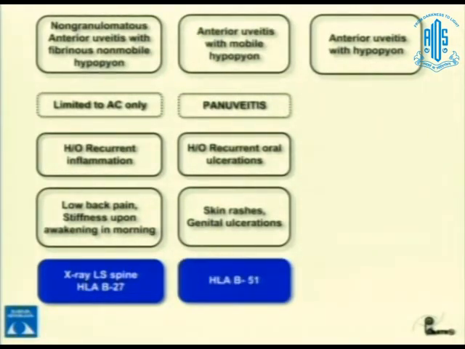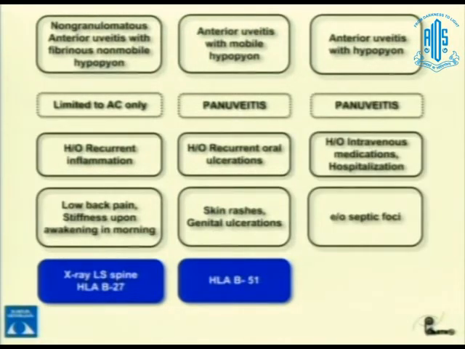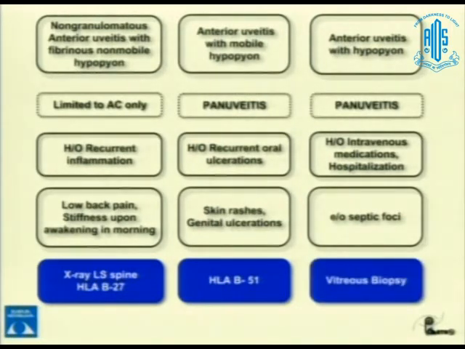The third case, similarly, one patient has presented with hypopyon. There is panuveitis, and the patient has given you the history of intravenous medication or prolonged hospitalization, and on examination you can see a large boil, some abscess somewhere in the body. So what investigation will you do? You will send the patient for vitreous biopsy to rule out endogenous endophthalmitis.